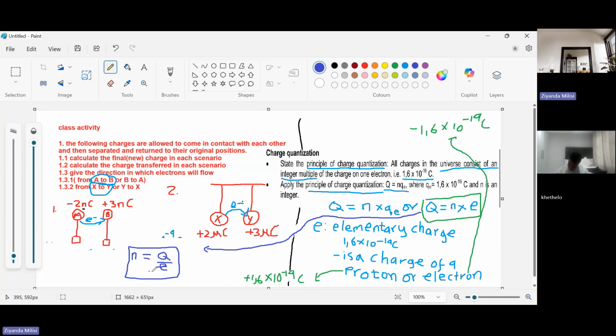Now I want you to use this equation to calculate the number of electrons on each of these charges, all four of them: A, B, X, and Y. Can you do it quickly for me? Then you give me the answers. All right? Yes, ma'am.